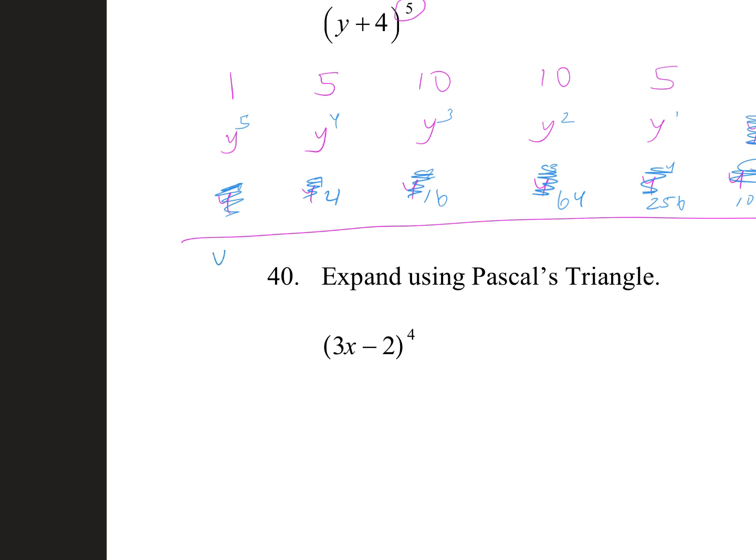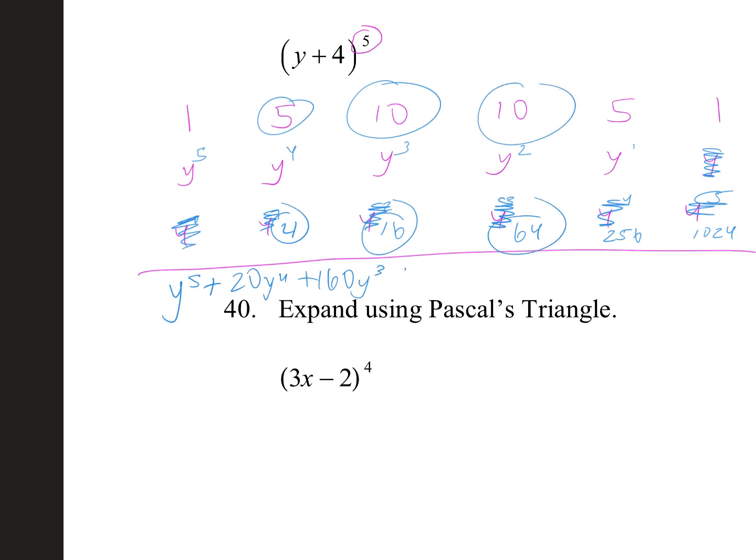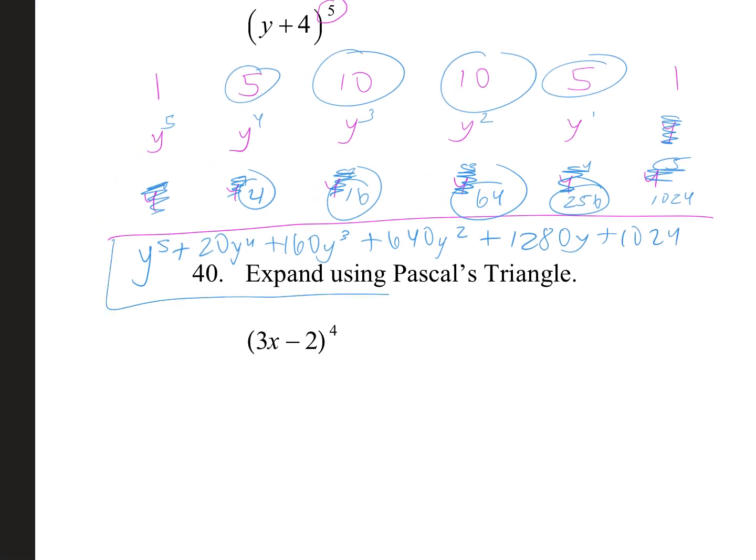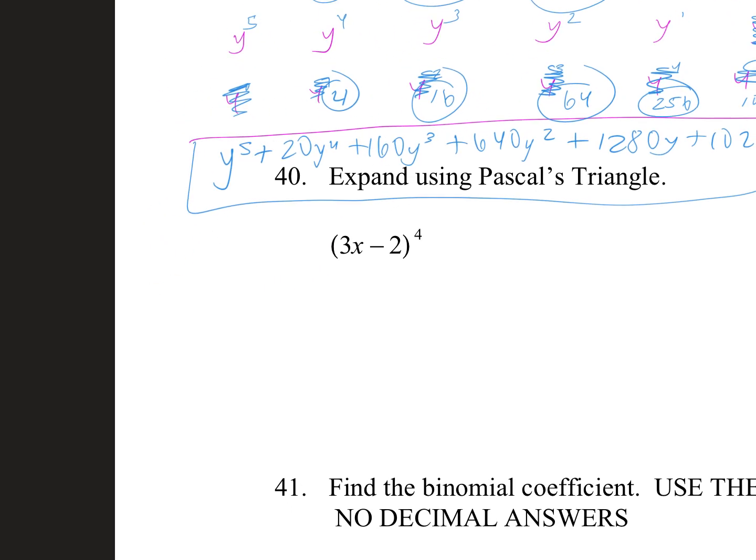So 1 times 1, y to the fifth. Plus 4 times 5 is 20, y to the fourth. Then I have 16 times 10, so plus 160, y to the third. 64 times 10, so plus 640, y squared. What's 256 times 5? 1280y, and then plus 1024. Questions on that? No? We're good? All right, next one, fourth row.